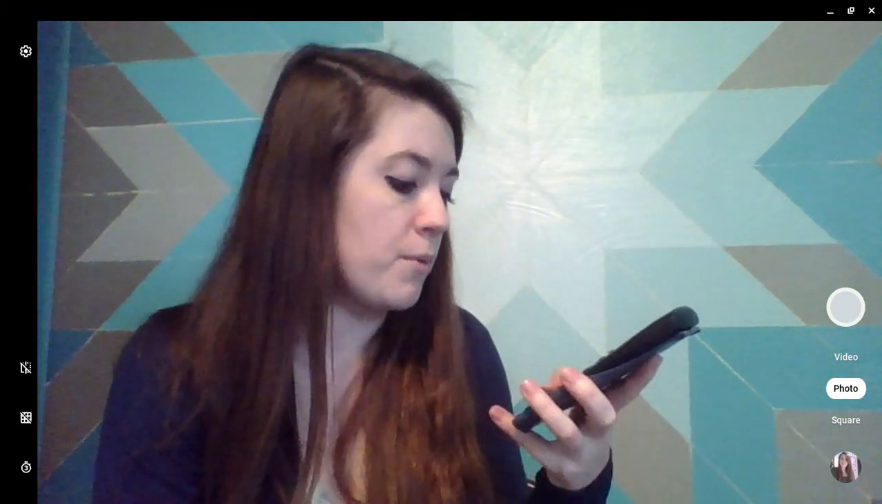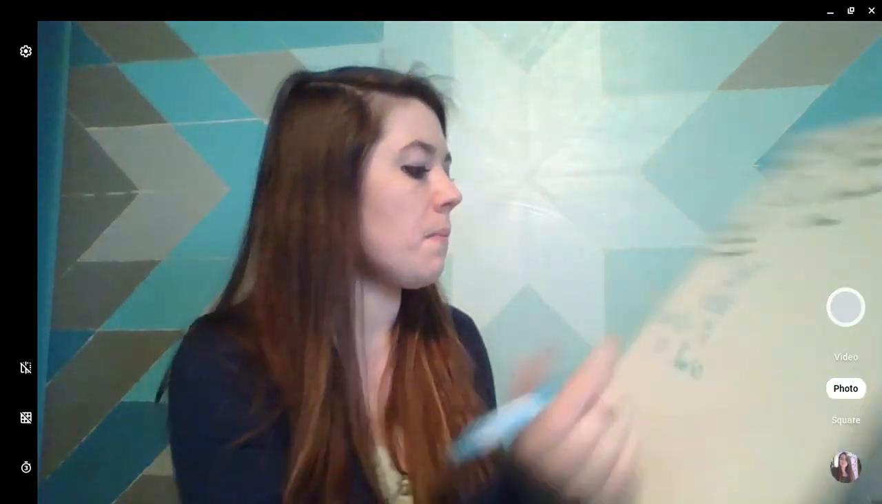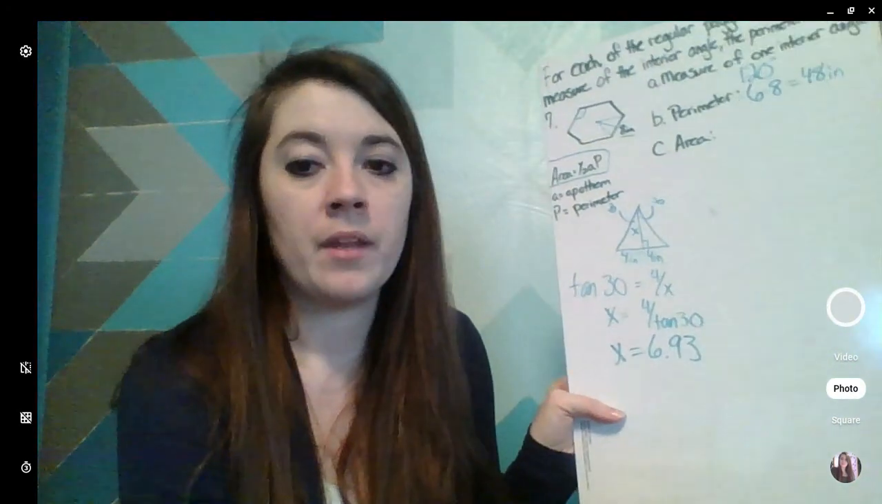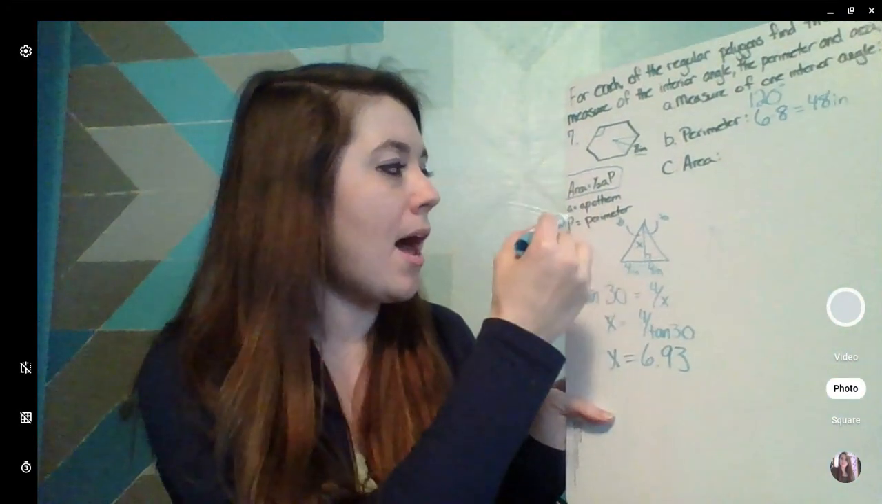If you have a calculator like this, it'll look just like that. If you're doing it on your phone, remember you have to take the tangent 30, make sure you know what that value is, and then take 4 divided by that value. You have to do it a little differently on the phones than on the calculator. And we get that it's about 6.93. So x equals 6.93. That is our apothem.